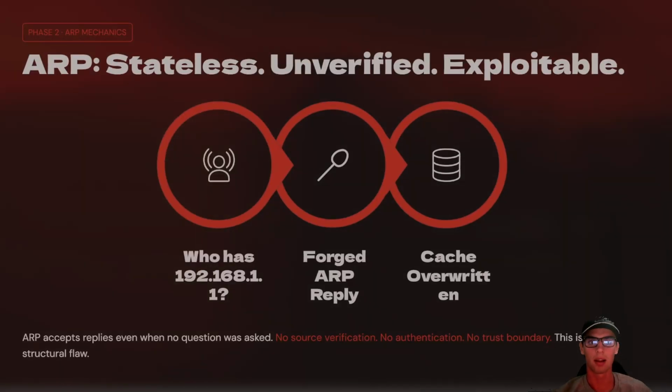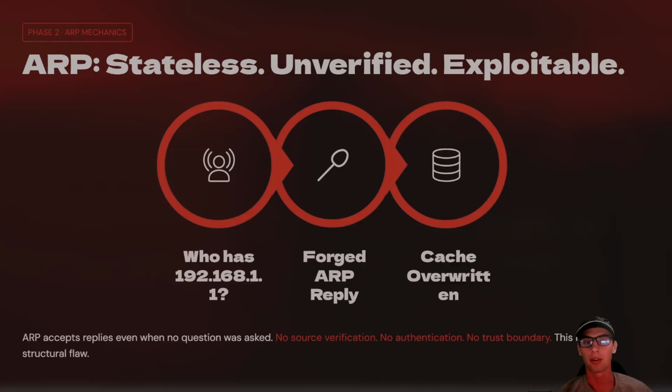So on a local network, computers communicate using ARP. ARP is a logical protocol and it's designed to map a known logical IP address directly to a physical MAC address on a local area network. So here's the fundamental rule of ARP technology: ARP is completely stateless and entirely unverified. So we'll talk through how the protocol works.